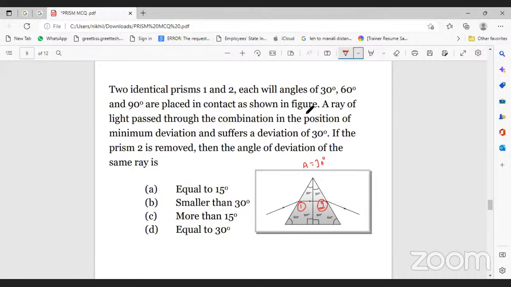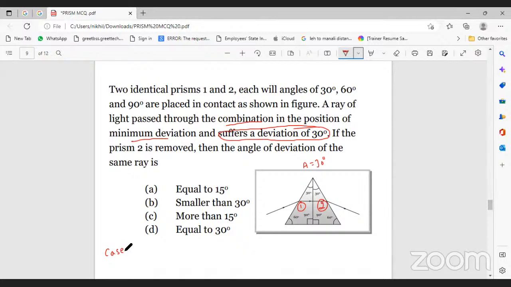Now a ray of light is passed through the combination in the position of minimum deviation and it suffers a deviation of how much? 30 degrees. For the combination of these two prisms, when both prisms are there, what is the deviation? 30 degrees.